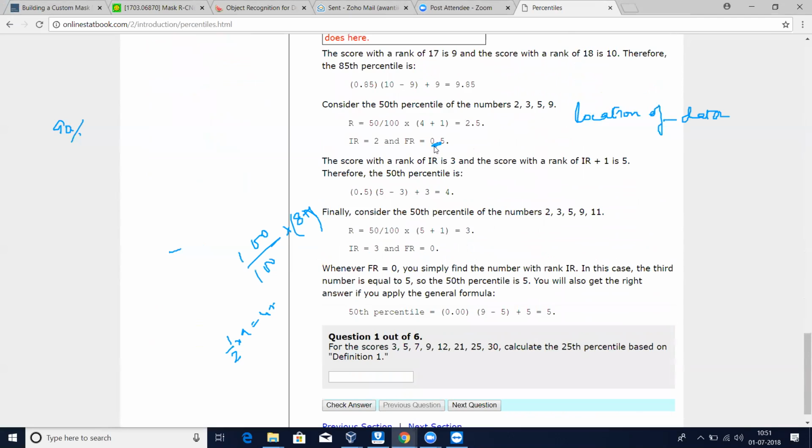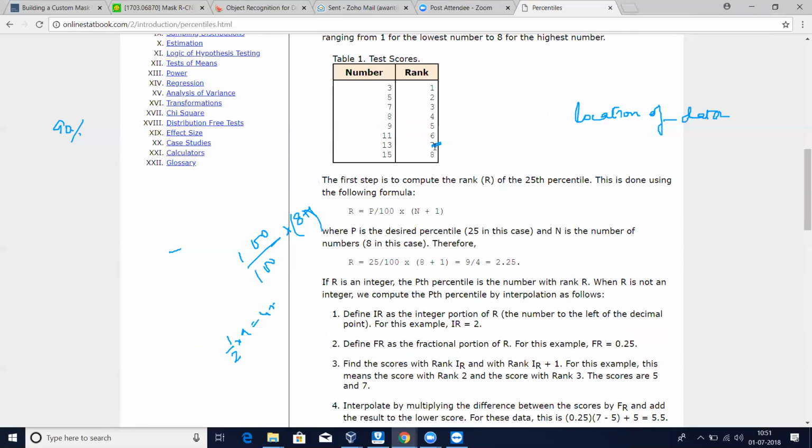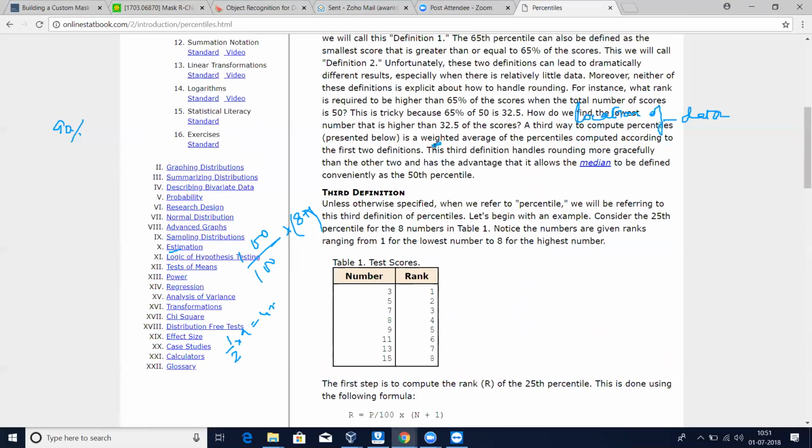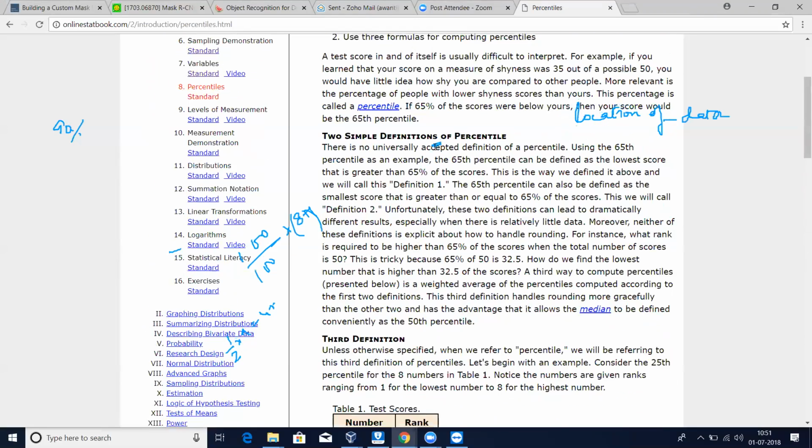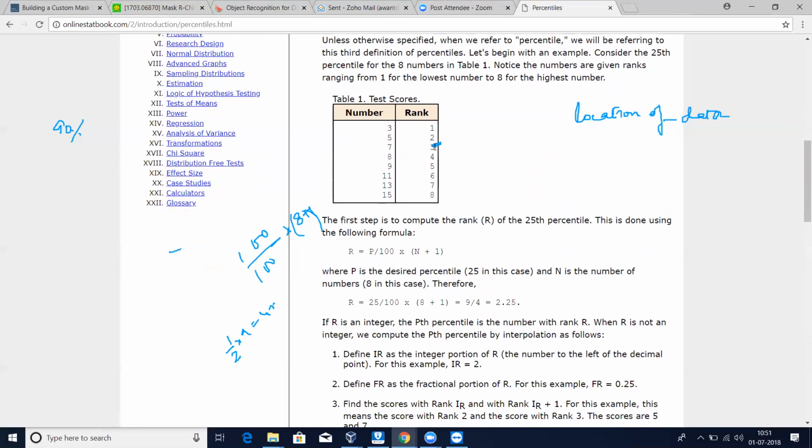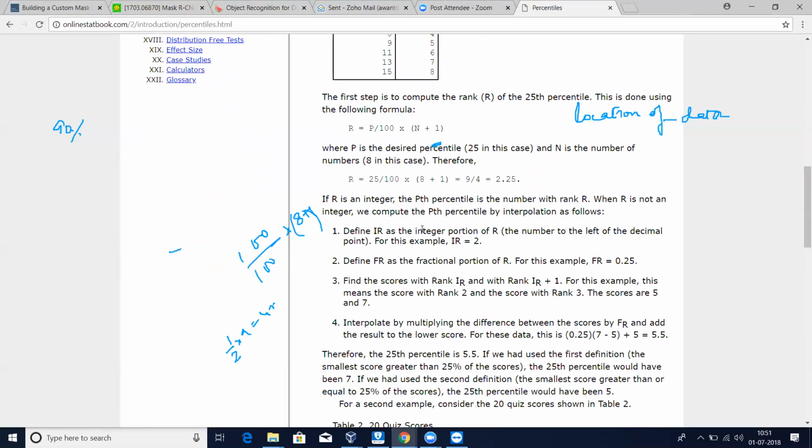The IR and FR that you're talking about? IR is the integer portion. FR is the fractional portion of R. So the integer portion is what you get from this result here. The IR is this part, and 0.25 is your fractional portion of R. That's nothing much. Generally this doesn't get used as well.